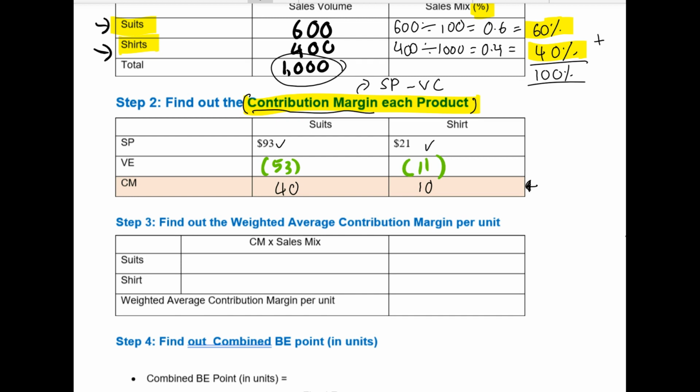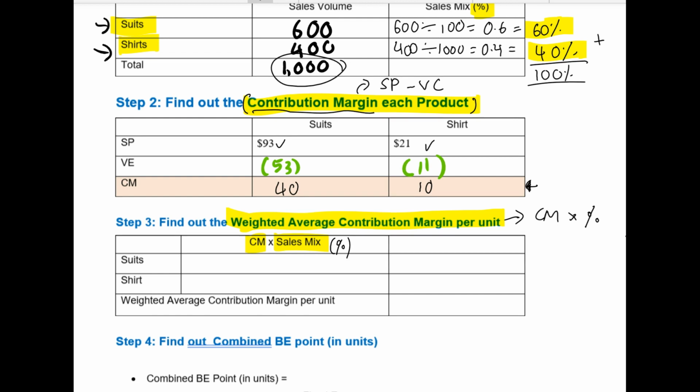Once you are done with this, you have to find out your weighted average contribution margin per unit. This is very simple. You are going to take the contribution margin that you have calculated for each product and multiply it by the percentage, which is the sales mix.